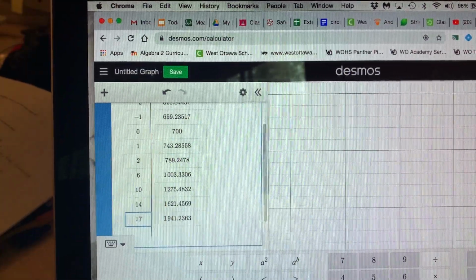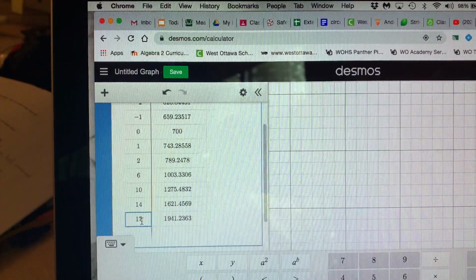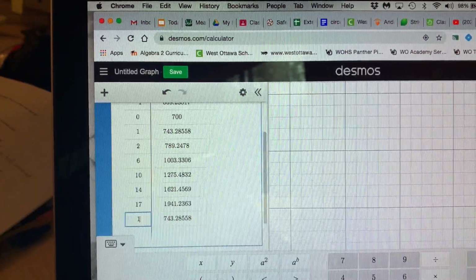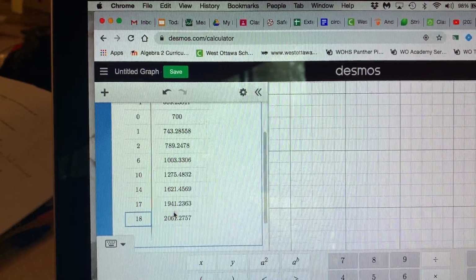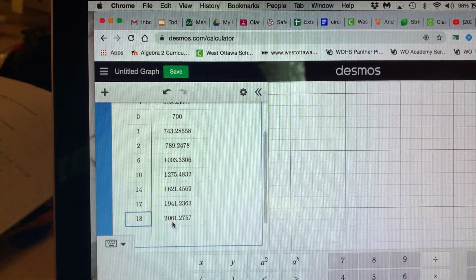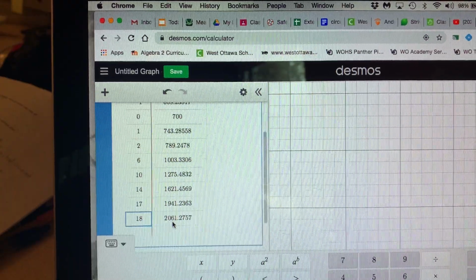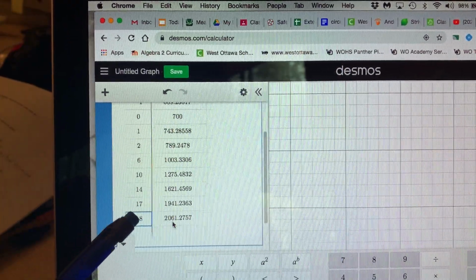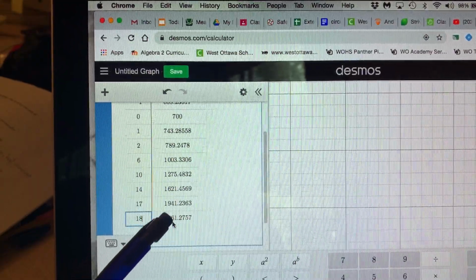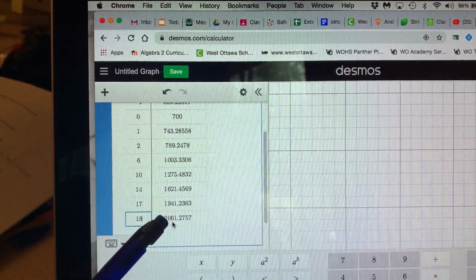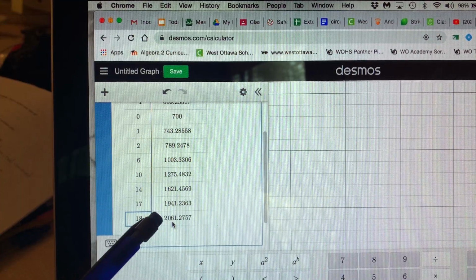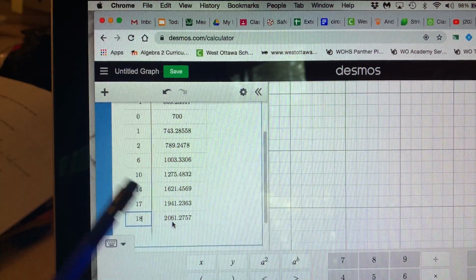So when X is 17, Y is 1,900. So let's see what happens when I put in 18. So there we go, 2,000. So the question asked, how long will it take the balance in your account to reach 2,000? Well, after 18 years, I'm over 2,000. So we don't know exactly when. So the way we're going to answer this question is we're going to say between 17 and 18 years.